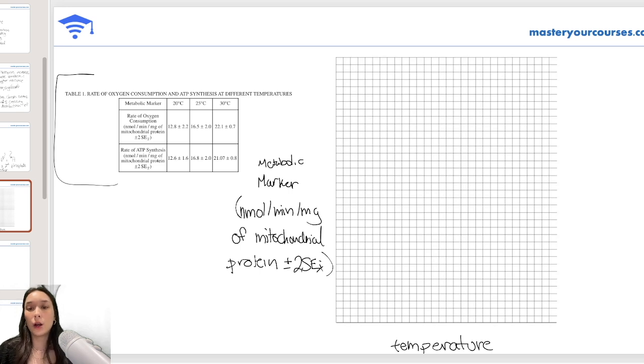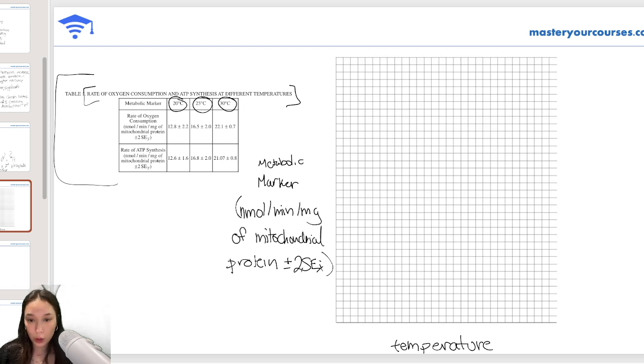Okay. Alrighty, so they usually don't give you marks for putting a title on the top, but if you were to put a title on the top, you could just copy this right here, rate of oxygen consumption and ATP synthesis at different temperatures, maybe put it just in case, but they usually don't give you marks for that. Now, in terms of how I'm going to set up this graph, you have your 3 different measurements. So you have 20 degrees, 25 degrees, and 30 degrees.